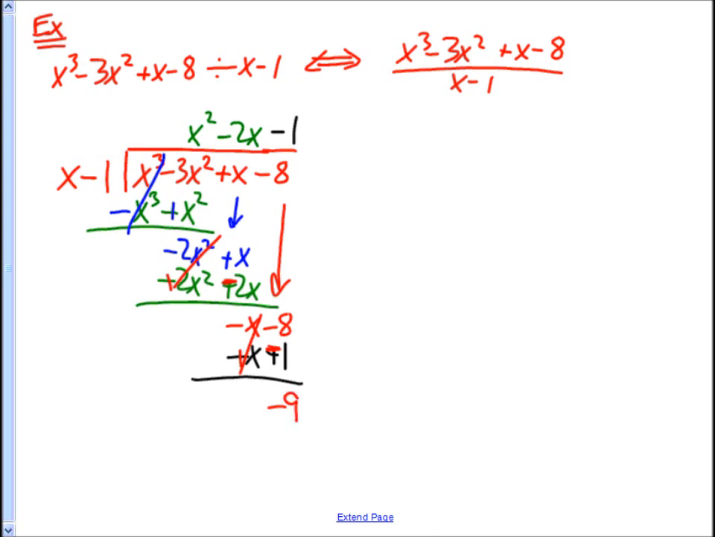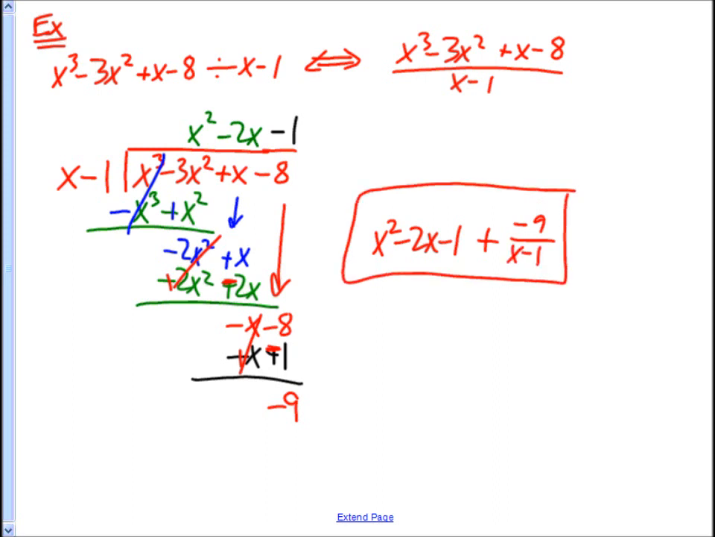There's our remainder. So our answer to this becomes x squared minus 2x minus 1 plus the remainder over that divisor, x minus 1. Okay, so that's another good example there of polynomial long division.